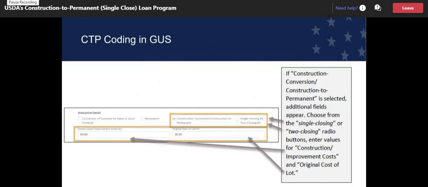Okay. So if that is the item selected, additional fields appear. Choose from the single closing or two closing radio buttons and enter the values for the improvement costs, or the construction costs, and the original cost of the lot. So we're breaking out the cost of the land and the construction.